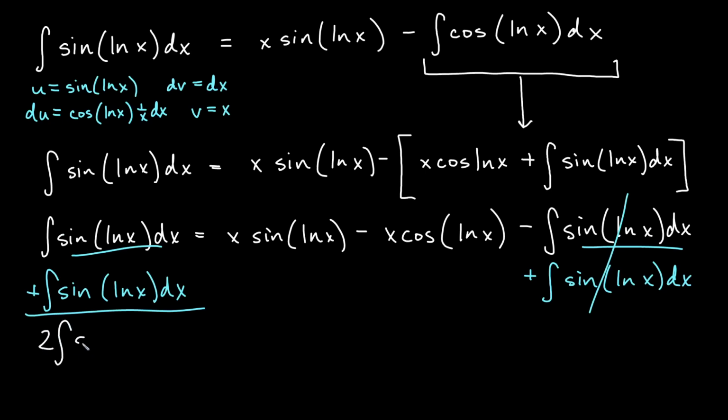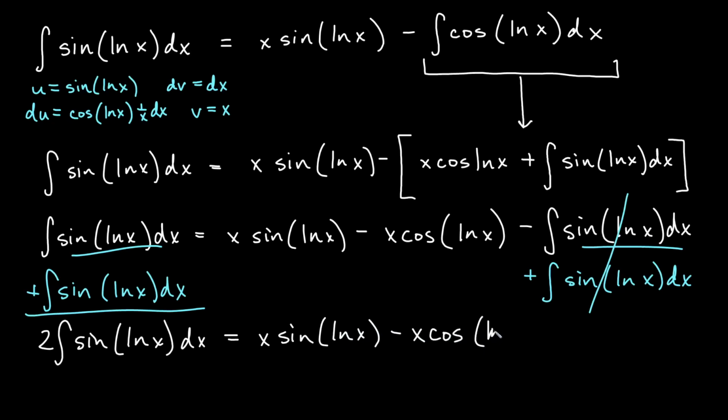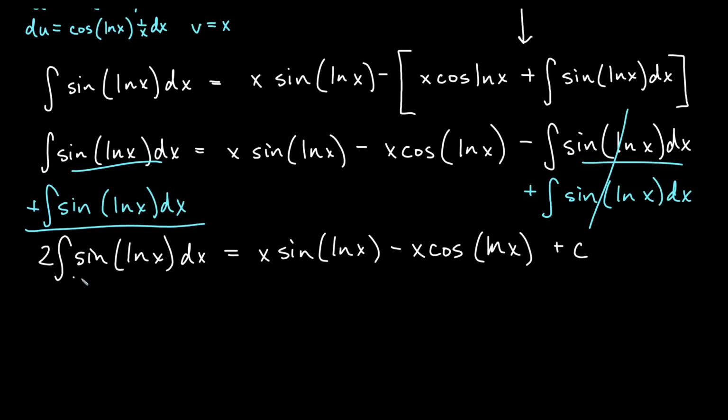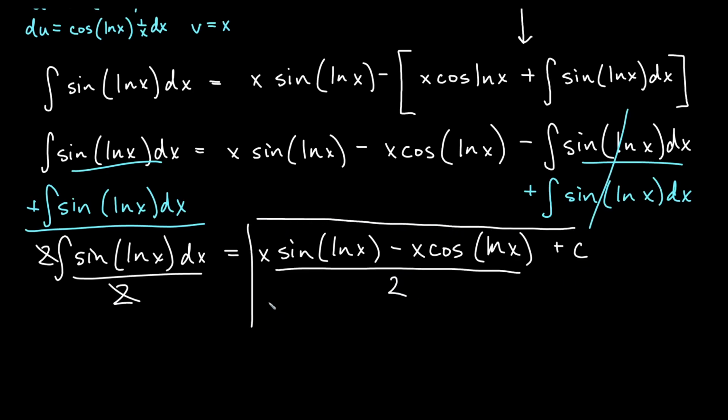So we have 2 integral sine ln of x dx, and that is equal to x sine ln x minus x cosine of ln of x. We will have plus c after our integrals are finished, of course. And now I just need to divide both sides by 2. So dividing by 2 will get rid of that, and then dividing by 2 gives us our answer. So we'll have x sine ln x minus x cosine ln x plus c, divided by 2.